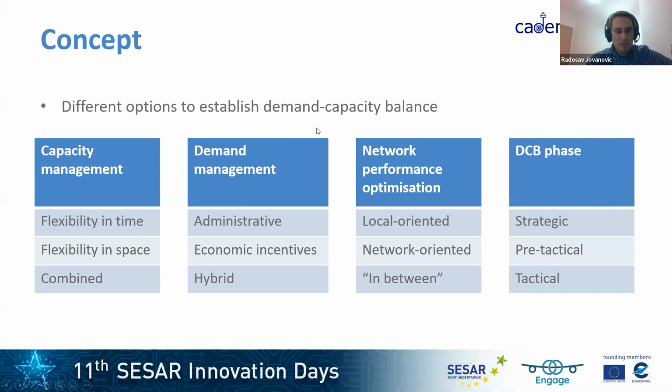Administrative measures, I mean, it's perhaps too tough a term, but the ATFM slot regulations, which we currently have, are some kind of centrally managed administrative measure. Economic incentives on the other side are trying to play with the prices and offer some incentives to users to behave in a manner which is more acceptable or better for the network as a whole. And then hybrid would be a combination of the two.